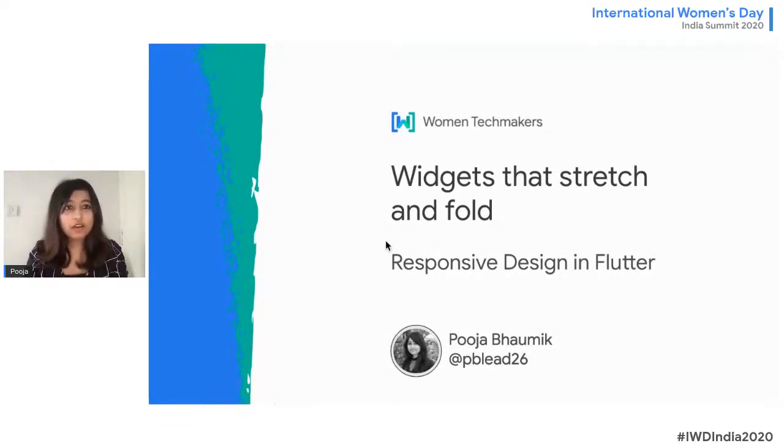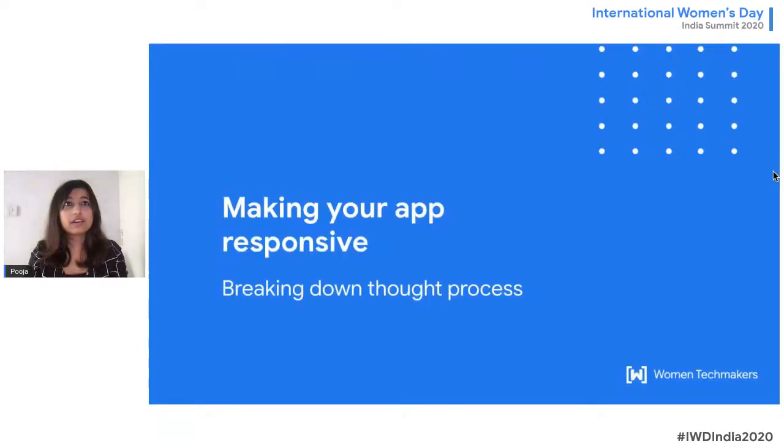So, first, I'll be talking about how we can break down the thought process when we are building an application. What are the things that we need to think about if we want to make sure that they are suitable for a web platform and a phone platform?